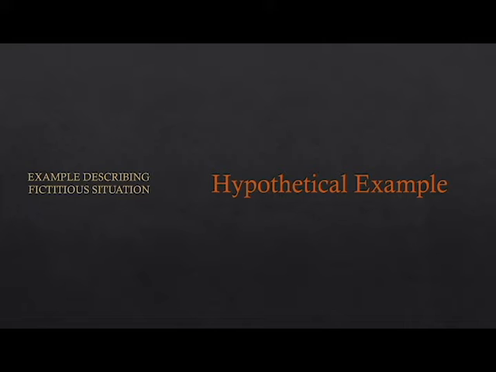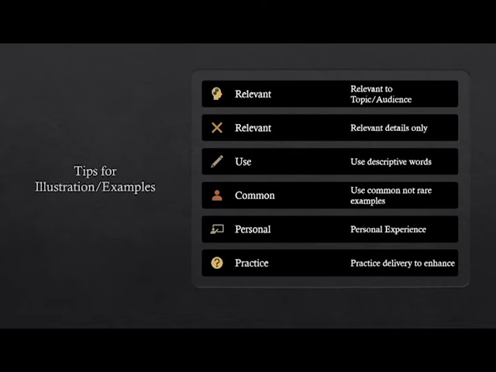We often use this in persuasive speeches where we get people to imagine what the world would be like with our solution that we're going to recommend. Here's just a few tips for using illustration and examples. First, as always, make it relevant to the audience. Be sure it's appropriate for the audience. Second, especially when you tell a story, make sure you leave out any irrelevant details.